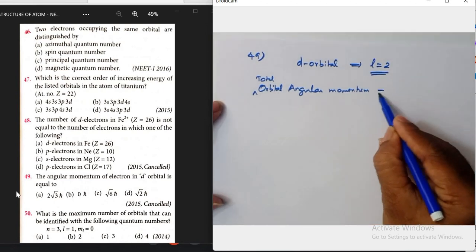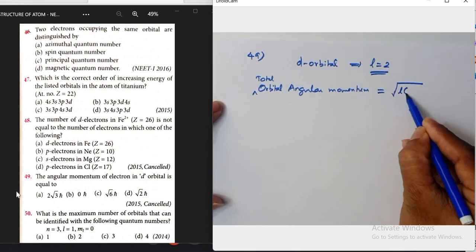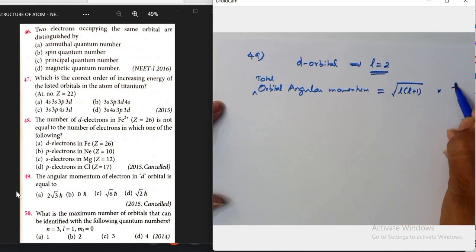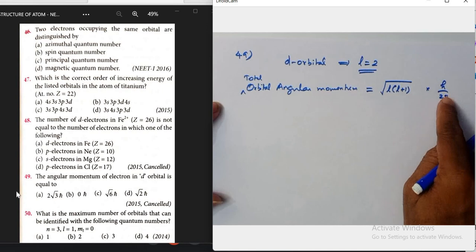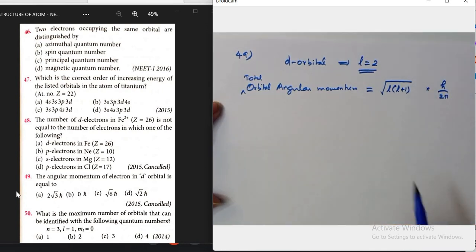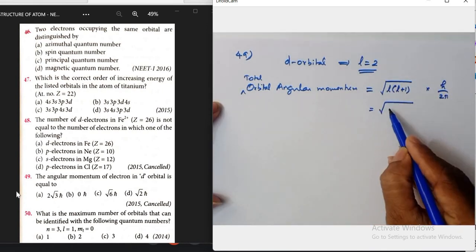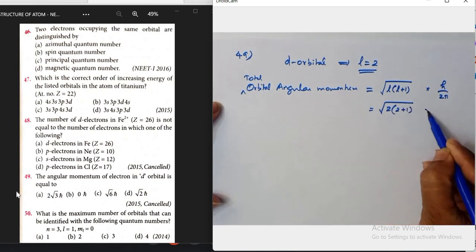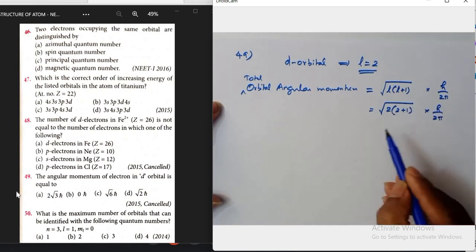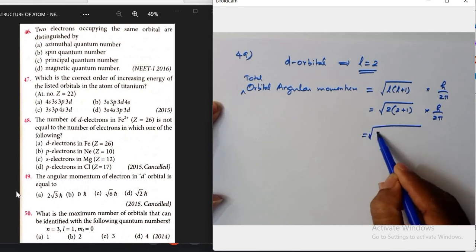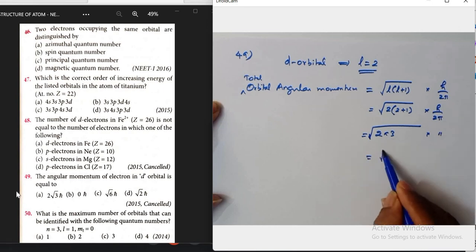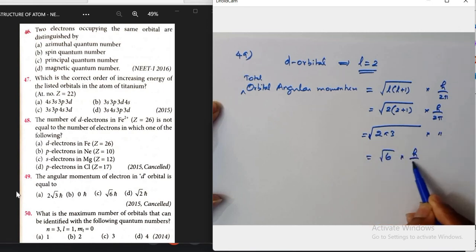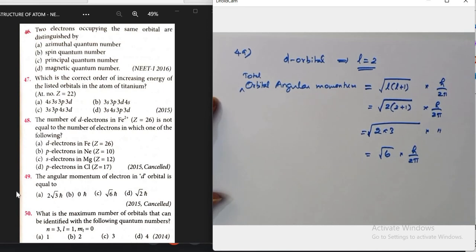Total orbital angular momentum is equal to, this is the formula, square root of L into L plus 1, into h by 2 pi. This h by 2 pi should be separate. You have to write it separately; we should not write it inside the square root. Then put L equal to 2 here: 2 plus 1. Keep this h by 2 pi as such. 2 plus 1 is 3, so 2 into 3 is 6. So root 6 into h by 2 pi, that is the orbital angular momentum of the electron.